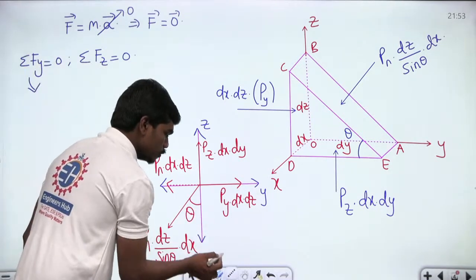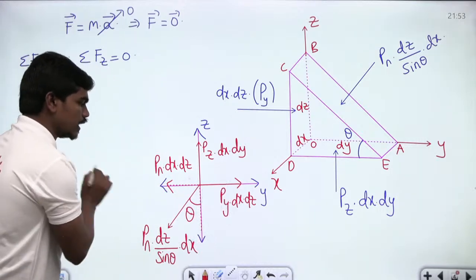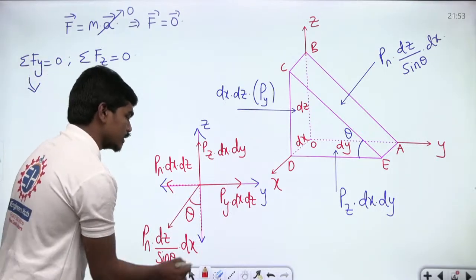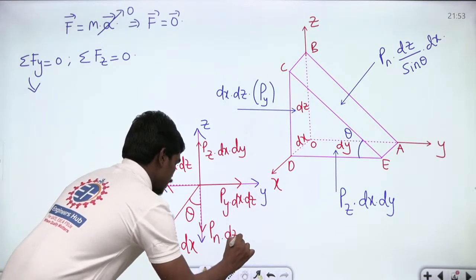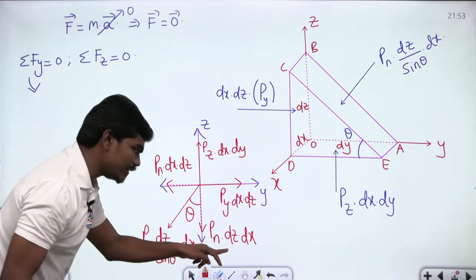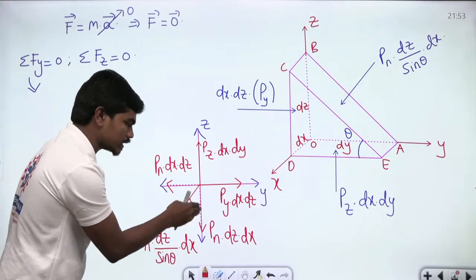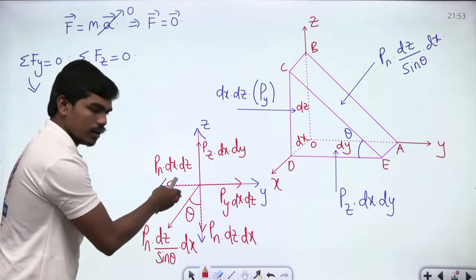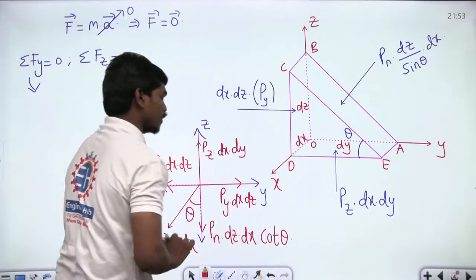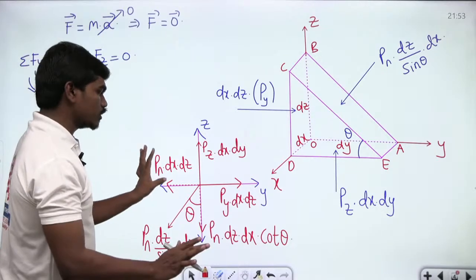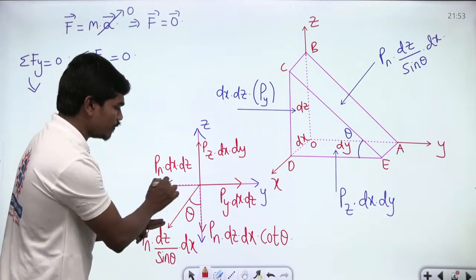Next, if you try to resolve this in the z direction, this force will be Pn dz dx, of course, divided by sin theta, into cos theta, correct? Because this is the side which is in touch with this line. So basically this will be into cot theta, correct? This is what you have. Now this is the complete force system, and of course this force is resolved along the y and z directions.